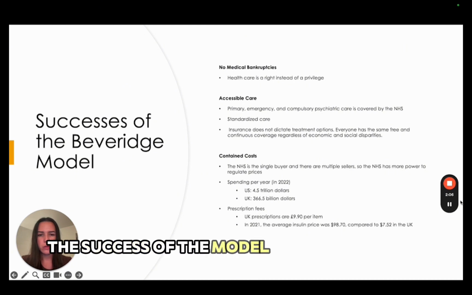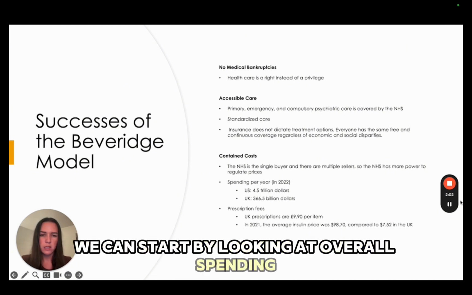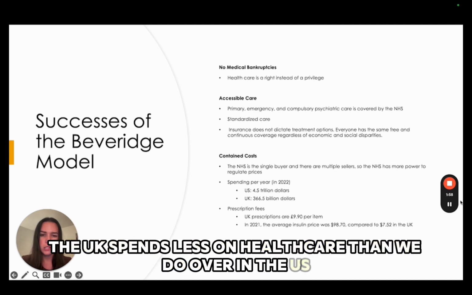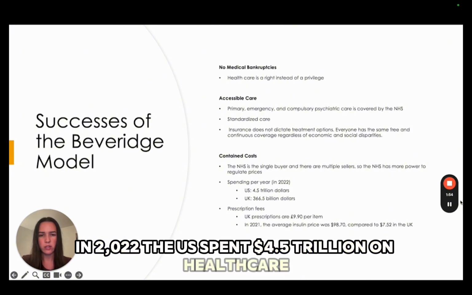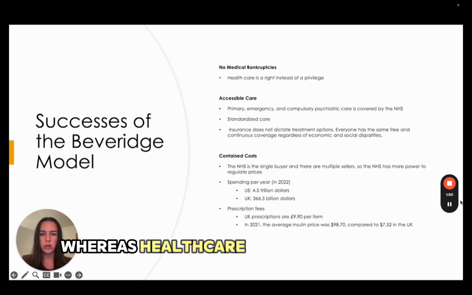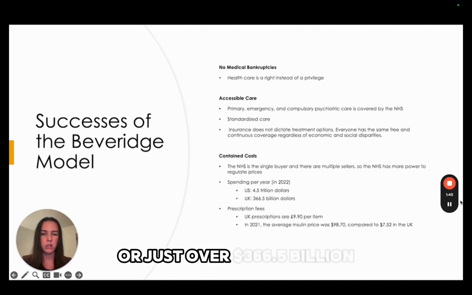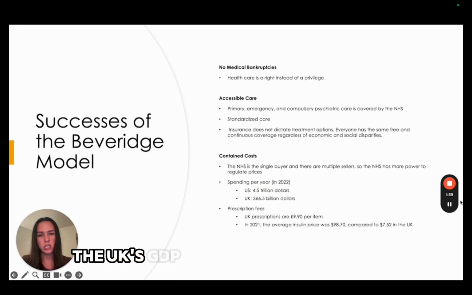The success of the model is apparent when comparing the US to the UK. We can start by looking at overall spending, where it is evident the UK spends less on healthcare than we do over in the US. In 2022, the US spent $4.5 trillion on healthcare, accounting for 17% of the country's GDP, whereas healthcare costs in the UK were around £283 billion, or just over $366.5 billion, and account for approximately 11% of the UK's GDP.